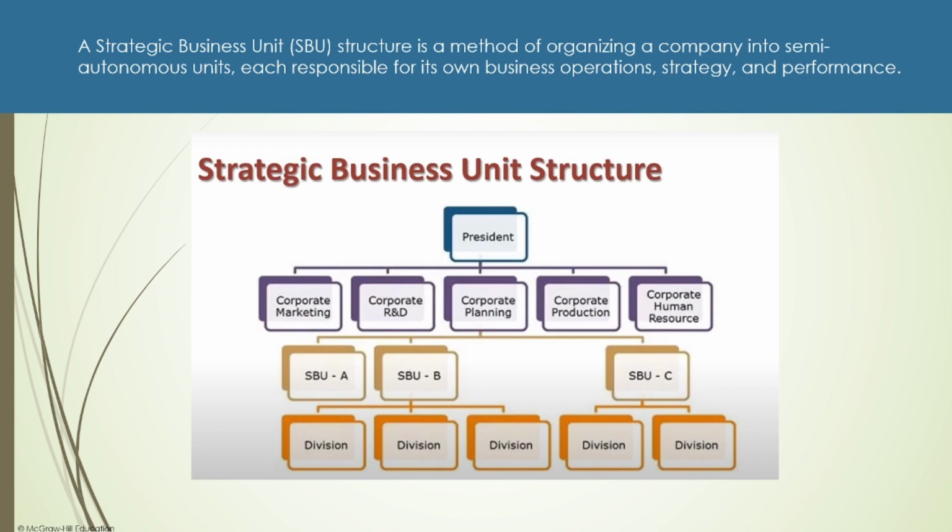The SBU structure is commonly used for big companies. For example, if you look at this structure picture, you will see at the very top the CEO, the president of the company, and under the president there are the heads of the different departments. Under that, the company is structured with different strategic business units: strategic business unit A, strategic business unit B, and strategic business unit C.